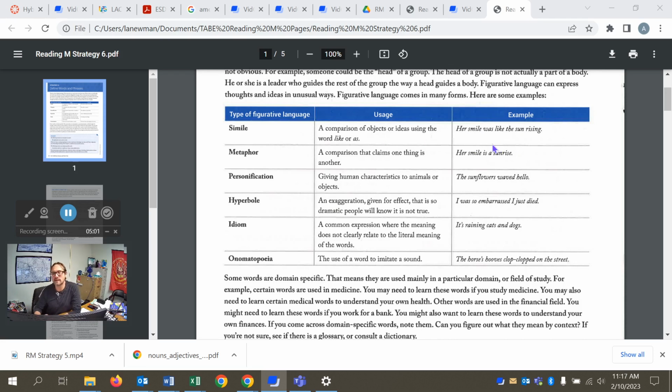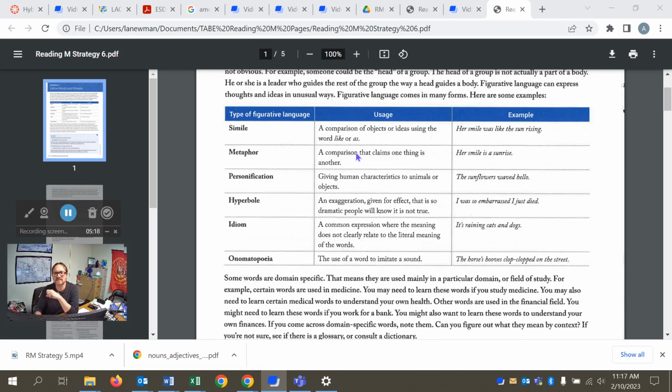Well, what are we trying to say about her smile? How about that it's bright? Both things are bright, her smile and the sun rising. In a real practical sense, her smile and the sun are not related in any way, but we are drawing a comparison between the two things.